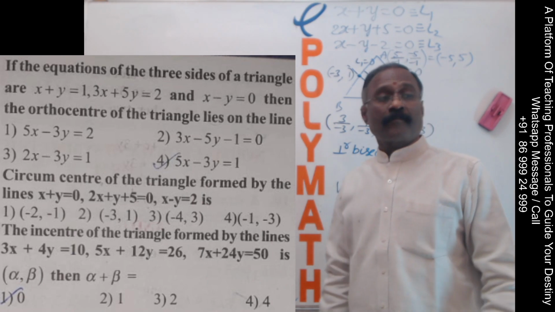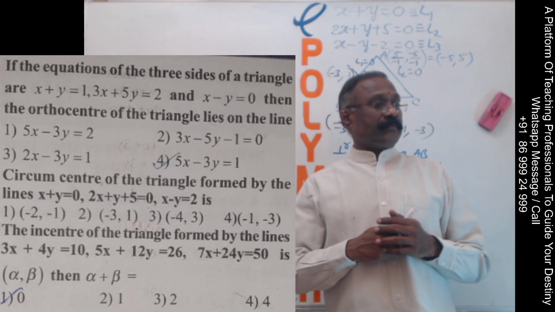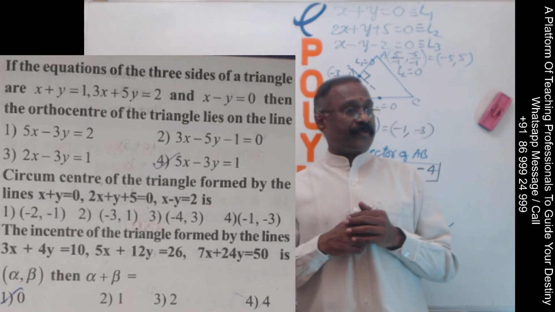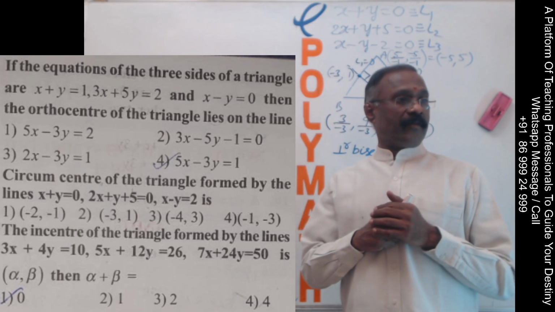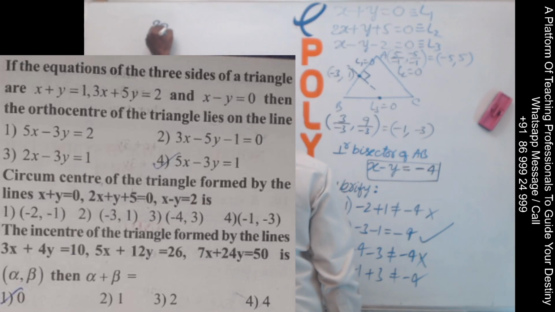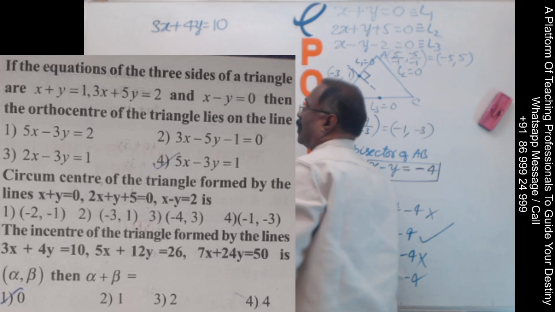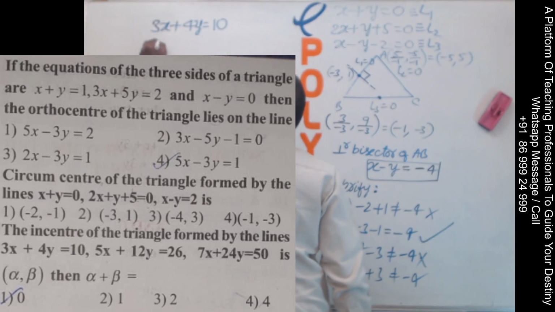Now here, in this problem, see 3 lines are given and he needs alpha, beta. Just observe. The incenter of the triangle formed by the lines 3x plus 4y is equal to 10, and the second one, 5x plus 12y is equal to 26.